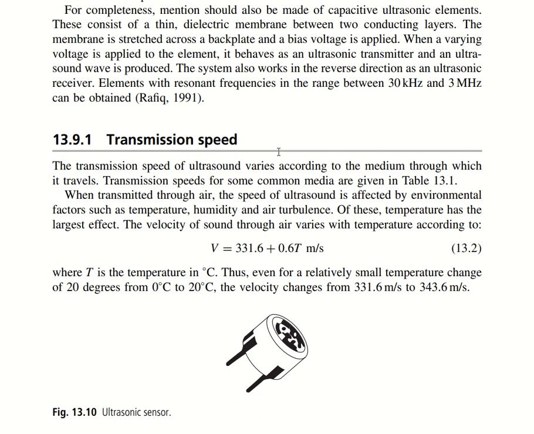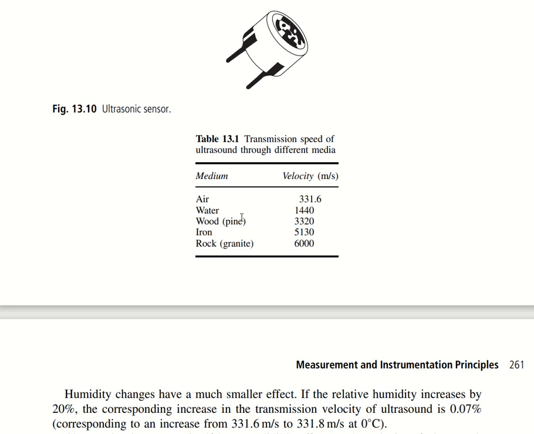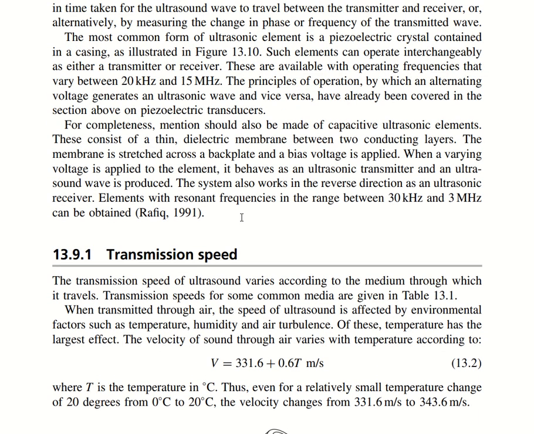Then the transmission speed of this ultrasound varies according to the medium through which it travels. The transmission speeds for some common media are in this table. You can see for air it is 331.6 meters per second, for water 1440, wood 3320, and so on. When transmitted through the air, the speed of the ultrasound is affected by environmental factors like temperature, humidity, and air turbulence, and the temperature has the largest effect on this quantity.